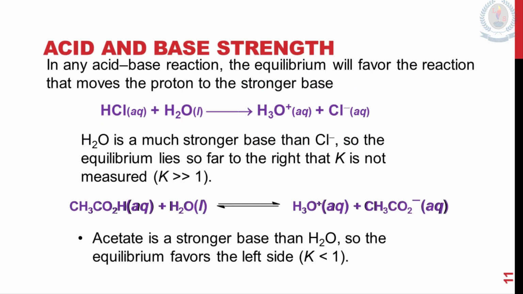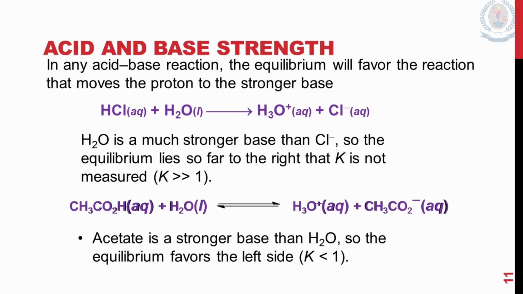Now look at this slide about acid and base strength. In any acid-base reaction, the equilibrium will favor the reaction that moves the proton to the stronger base. Now look at this example. HCl dissolved in water. Here H2O is a much stronger base than chloride, so the equilibrium lies so far to the right that K is not measured. Here K, that means equilibrium constant, is larger than 1.